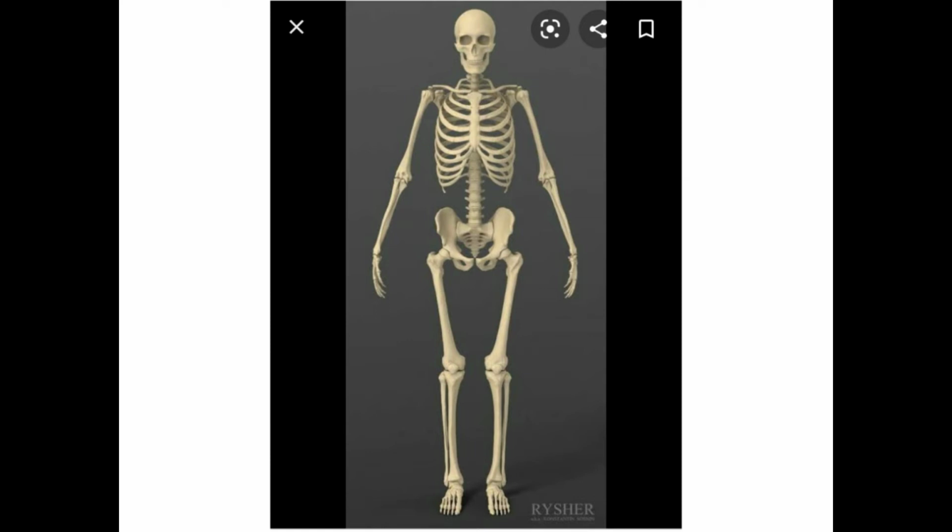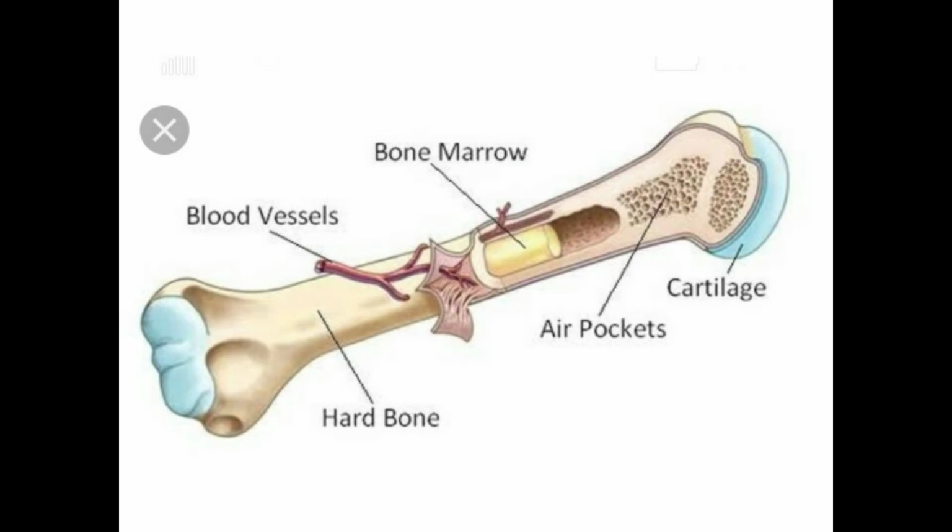If we did not have the skeleton, we would not be able to stand, sit or perform any of the functions we usually do. The skeletal system consists of bones and cartilage. Cartilage is a flexible substance that is not as hard as bone. The bones in our body are hard and strong and are made up of calcium and other minerals. They are filled with a substance called bone marrow that produces blood cells.